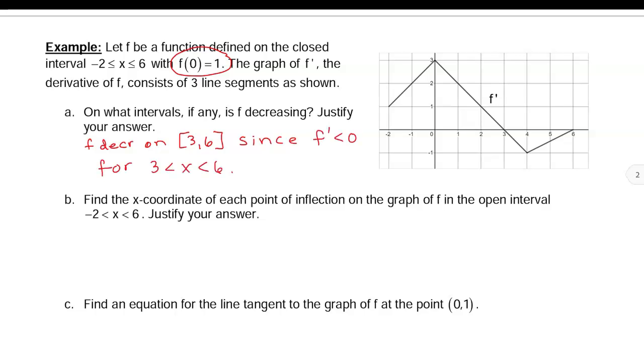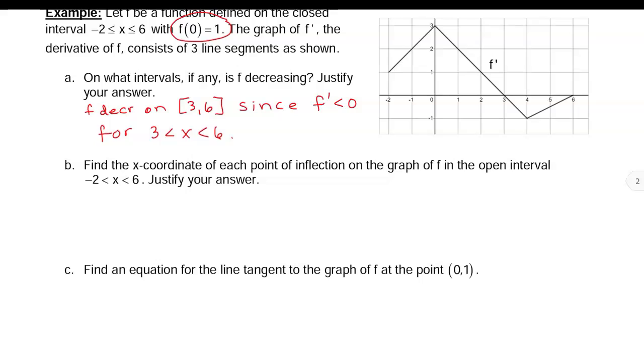Notice how I report my answer about the decreasing interval in closed interval notation. Part B, find the x-coordinate of each point of inflection on the graph of f in the open interval. Justify your answer. I want to remind you about the definition of point of inflection.